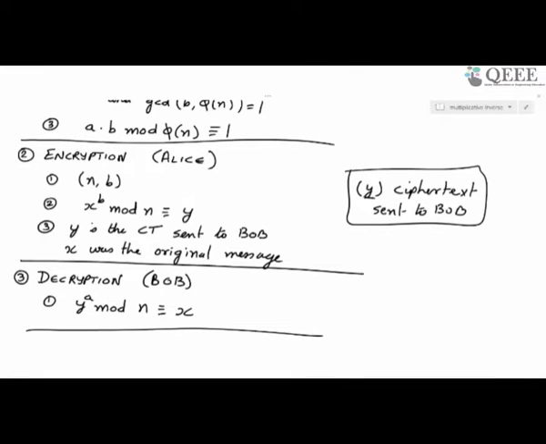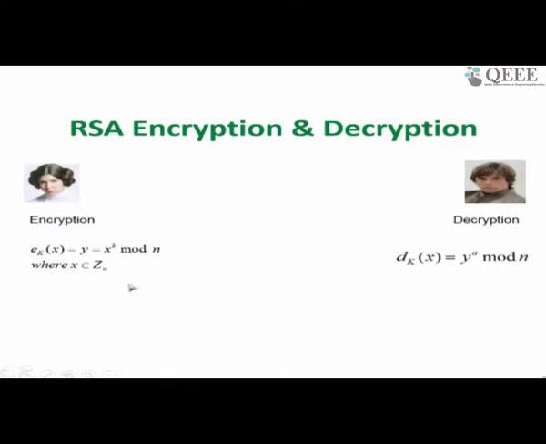So pictorially we are just showing it like this. P and Q, and the encryption is done by taking the message x, raising it to the power of b modulo n to give you y, and here what I missed is that x belongs to Zn. That is, x is a number less than n, and this y is the ciphertext, and it is sent to Bob, where he takes y, raises it to the private key a, does a modulo n to get the decrypted value.